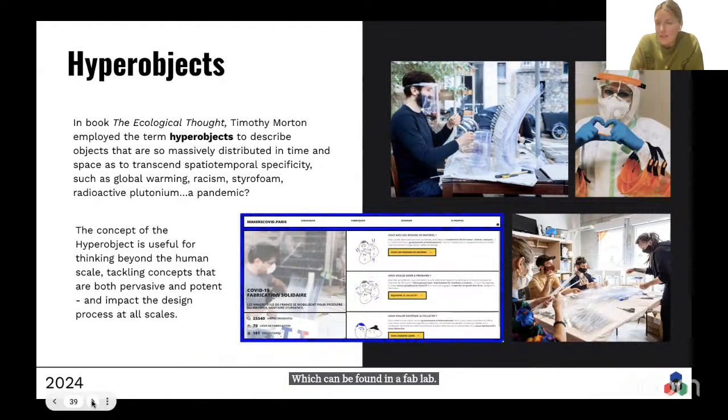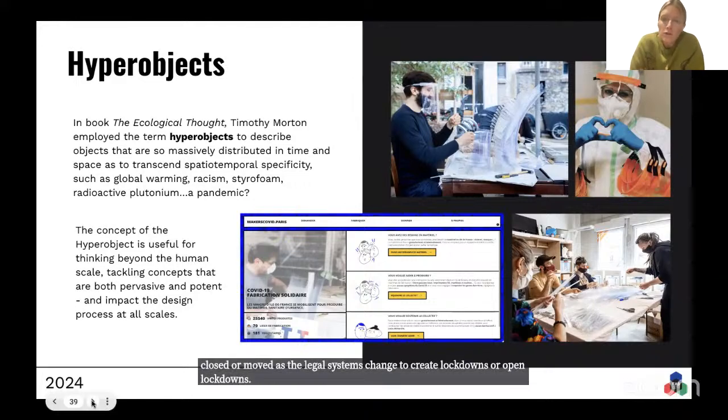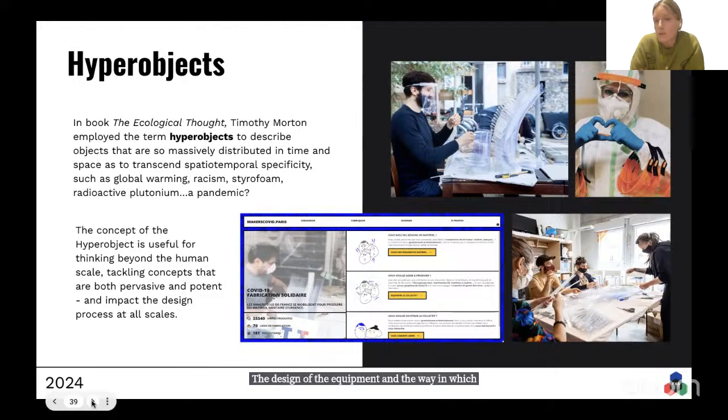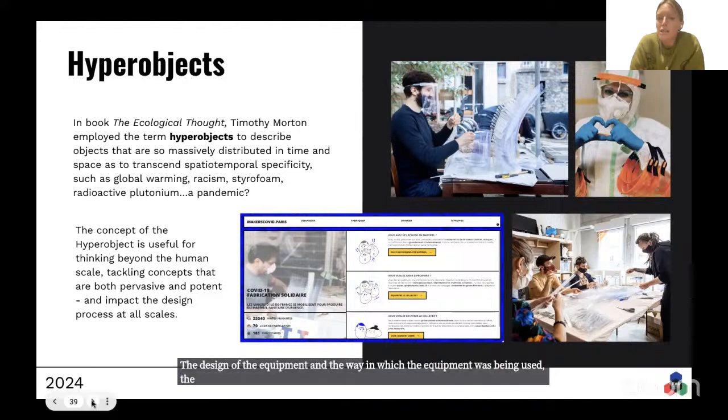So designers and makers started to do this, and they were directly being influenced by the pressure and the omnipresence of the pandemic at large. As different countries closed or moved, as the legal systems changed to create lockdowns or open lockdowns, the design of the equipment and the way in which the equipment was being used, the system that was being designed, was changing in direct relationship with that pandemic.